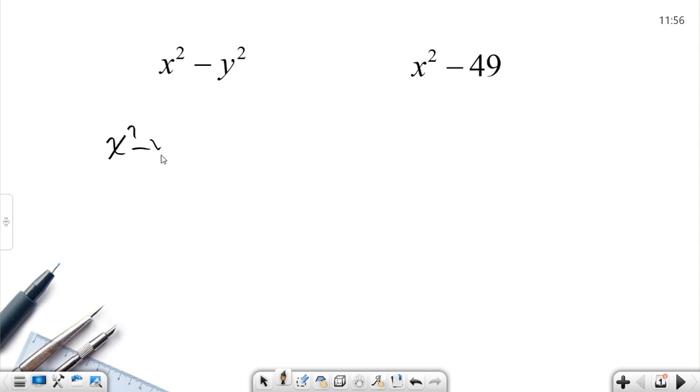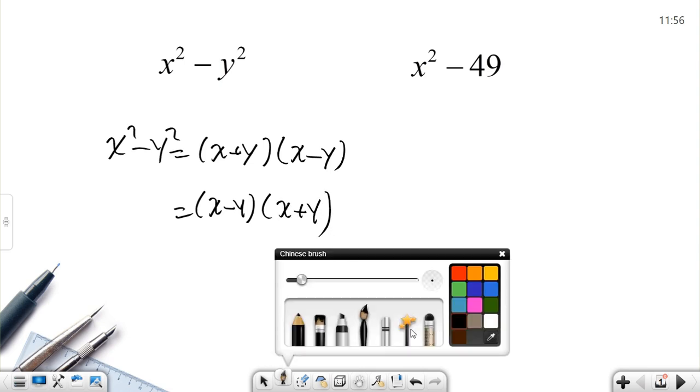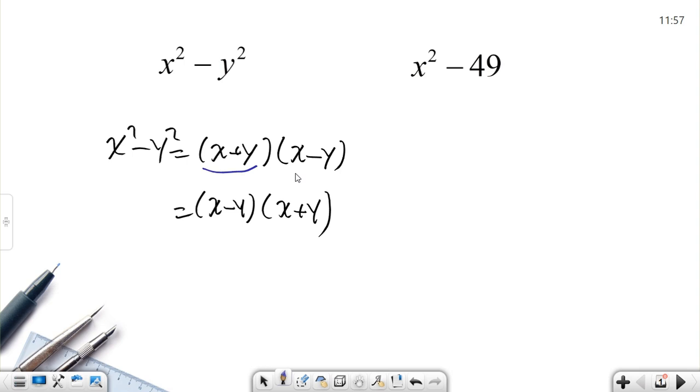There's a rule. x squared minus y squared is always equal to x plus y multiplied by x minus y. You can write x minus y first instead of x plus y first, it's no problem for us. This is the first factor, this is the second factor, and we can change their places, no problem. It's the same.